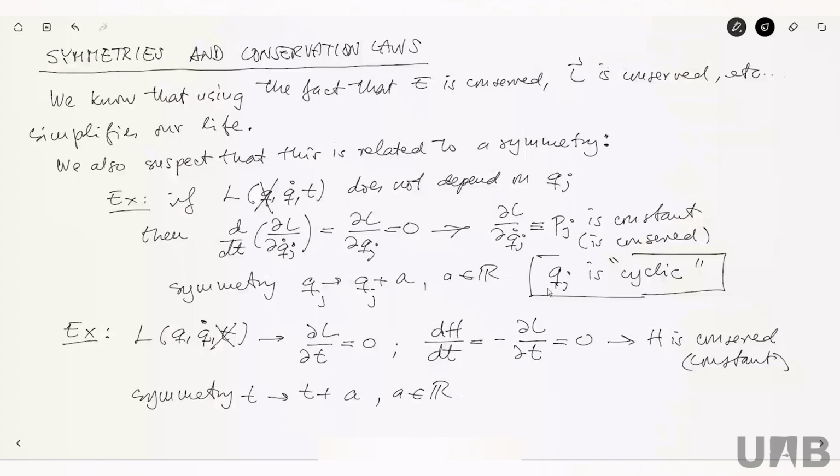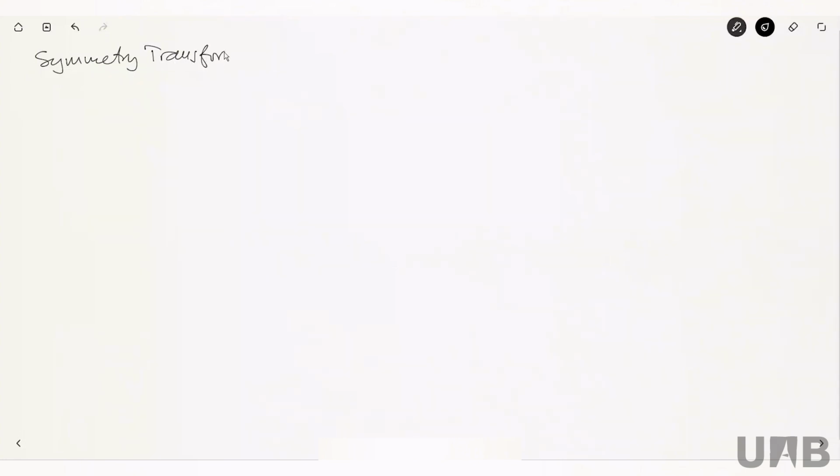So now we are in a position to formulate the general situation that is going to lead to Noether's theorem. So let's define a symmetry transformation. First, we have to define what we mean by a transformation, and then a symmetry transformation. Okay, so transformation first. What is a transformation?